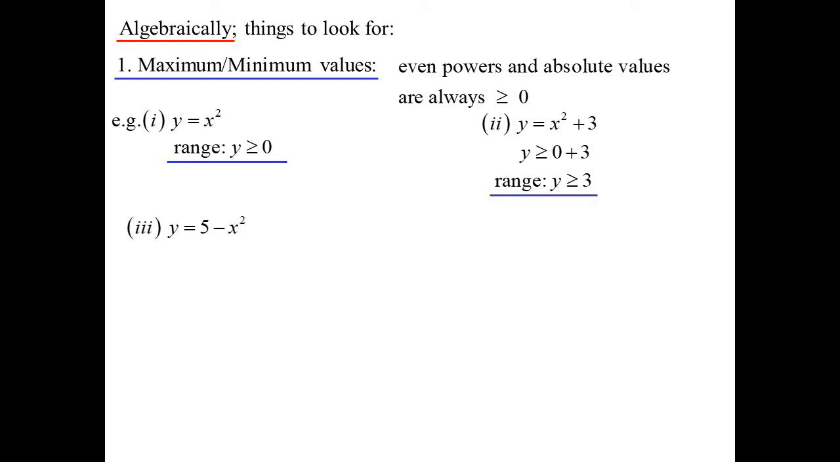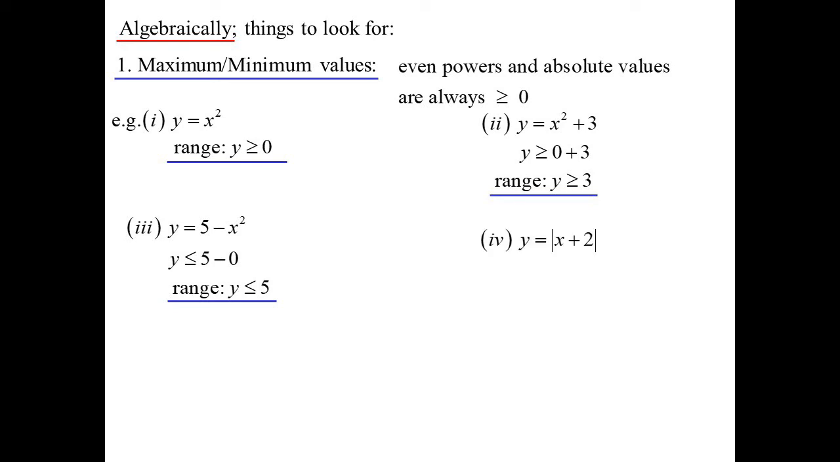5 minus x squared. Okay, so x squared has to be bigger than or equal to 0. But if I'm taking the negative of that, it's like turning the thing upside down. And now I know the biggest it can be is 0. In other words, that one has to be less than or equal to 0. But we also have the 5 there as well. So it's going to be 5 minus 0, which is, of course, 5.